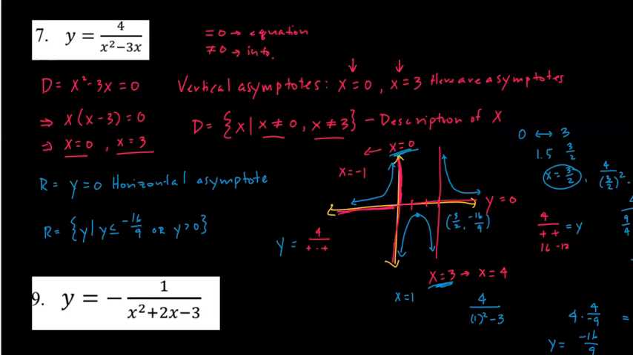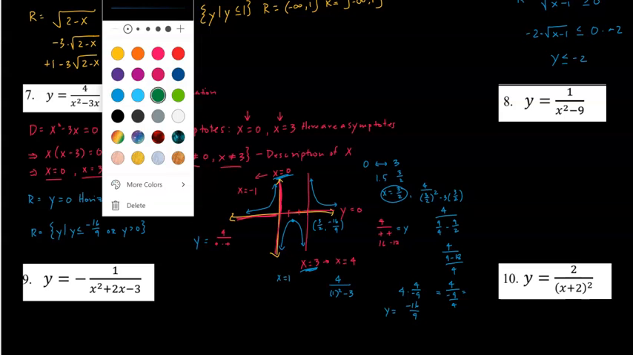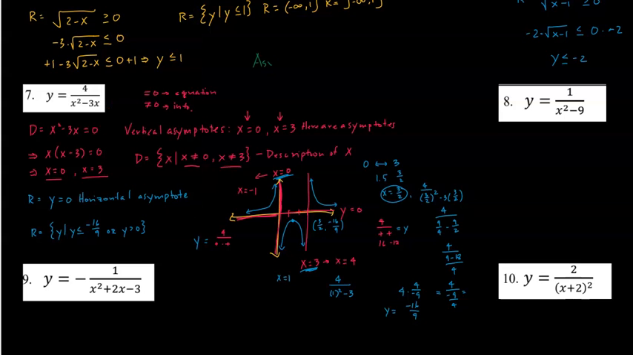Let's go ahead and make this a little bit prettier, in a different color. The asymptotes for that function were x equals 0, x equals 3, and y equals 0. And then the domain was x such that x cannot be 0, x cannot be 3, and then the range is y such that y is less than or equal to negative 16/9, or y is greater than 0.